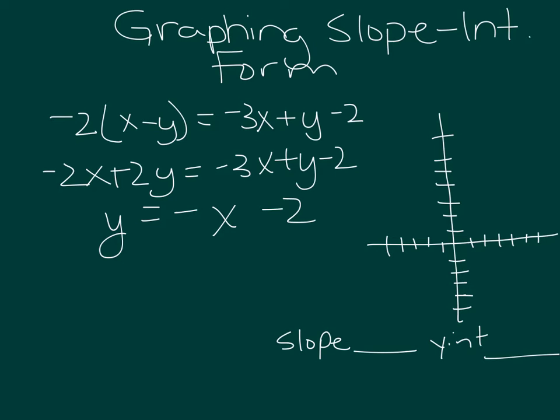So my slope is negative 1 over 1. My y-intercept is 0, negative 2. So when I go to graph it, I'm going to go down to negative 2 and I'm going to put a point. And then my slope is negative 1 over 1, so I'm going to go down 1, right 1. I could do that again if I wanted to. Or I could go up 1, left 1. And then I'm going to draw my line.